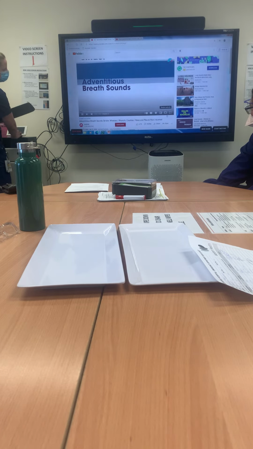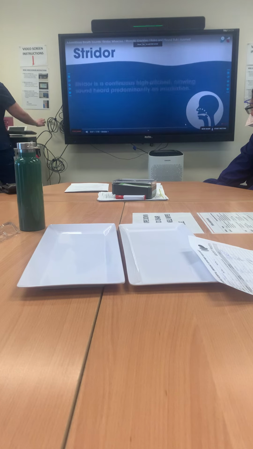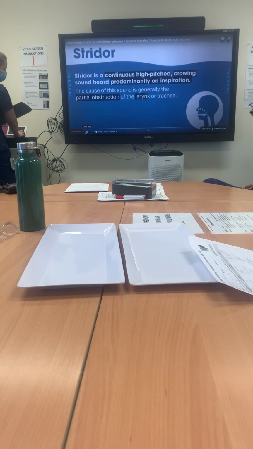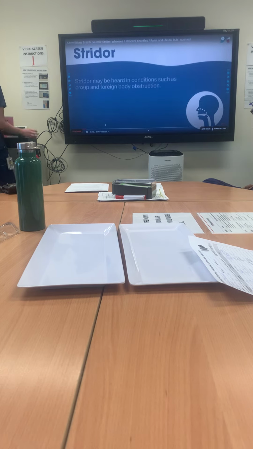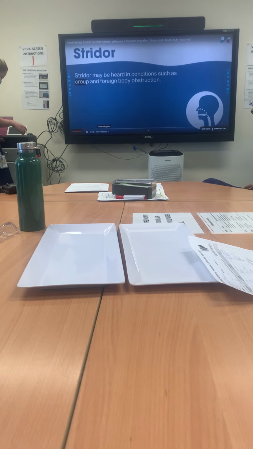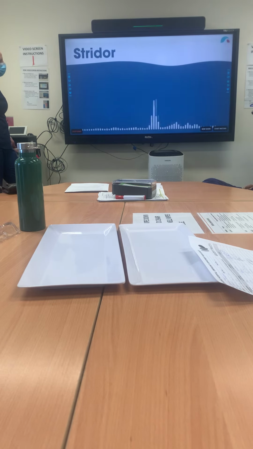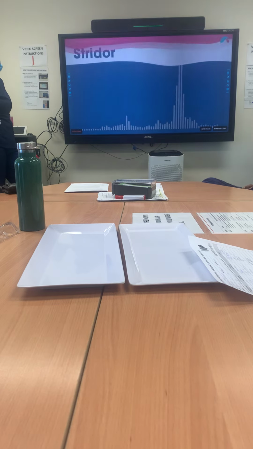Adventitious breath sounds. Stridor. Stridor is a continuous high-pitched crowing sound predominantly on inspiration. The cause of the sound is generally the partial obstruction of the larynx or trachea. Stridor may be heard in conditions such as croup and foreign body obstruction. It's typically loudest over the anterior neck as air moves turbulently over a partially obstructed upper airway.